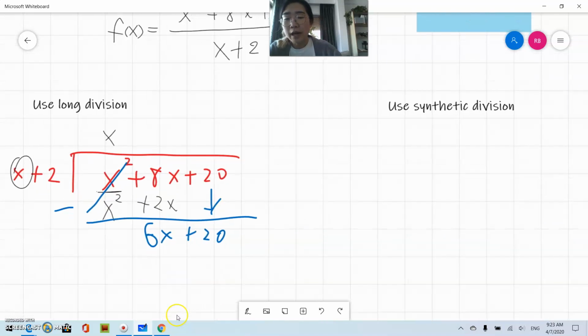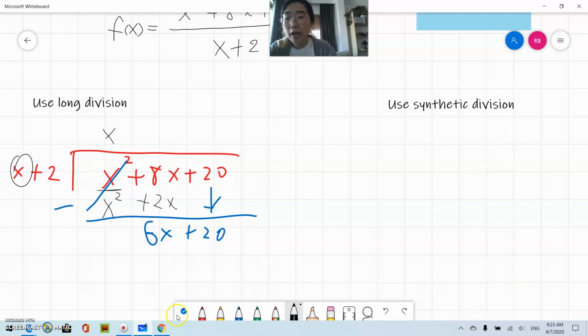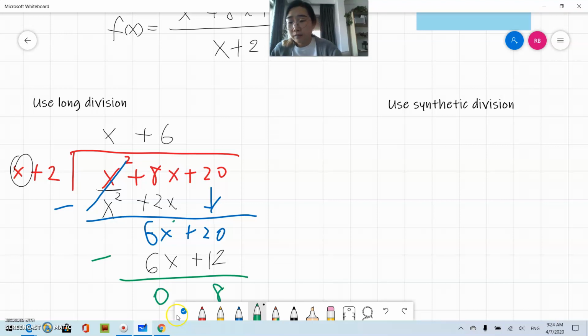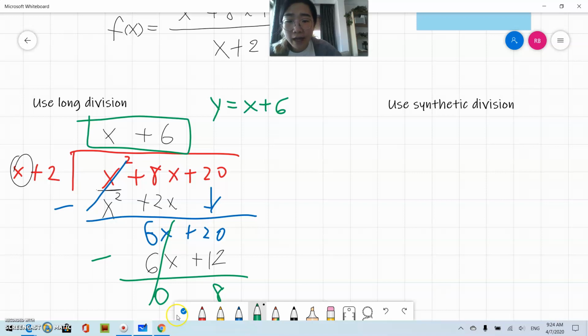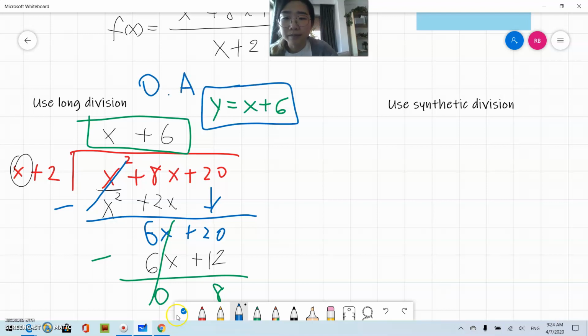And then I think, okay, what can I multiply by x to make it 6x? Because I want to get rid of 6x. And it's plus 6, right? 6 times x is 6x. 6 times 2 is 12. And then again, we subtract. And then it becomes 0 and 8. But the remainder doesn't matter. Actually, what I want to know is this, x plus 6. And y equals x plus 6 becomes my slant asymptote. I know this is very interesting, right? Oblique asymptote or slant asymptote, they're the same.